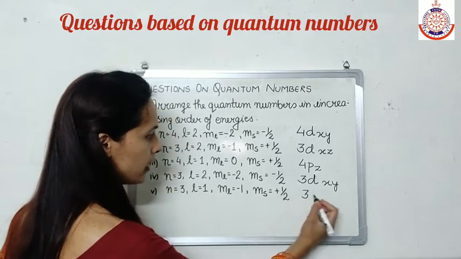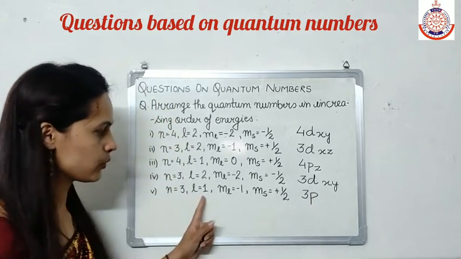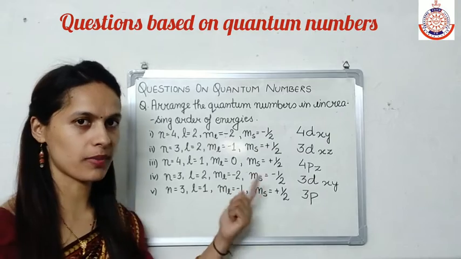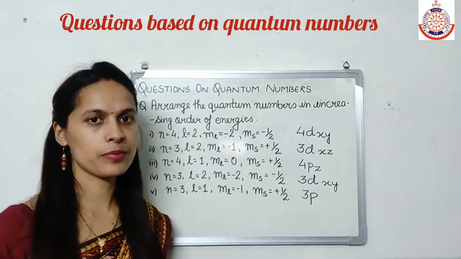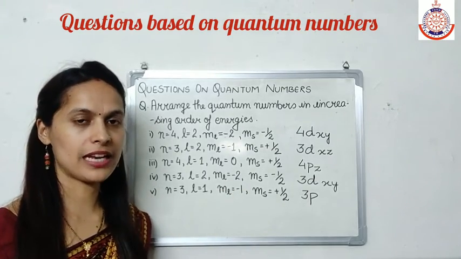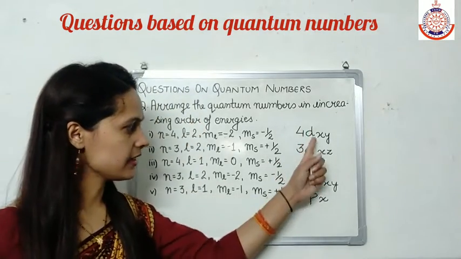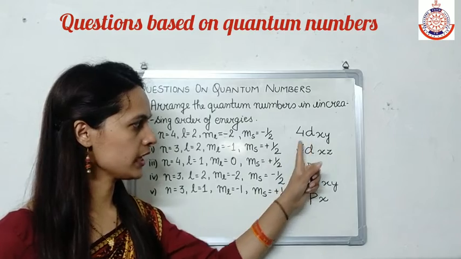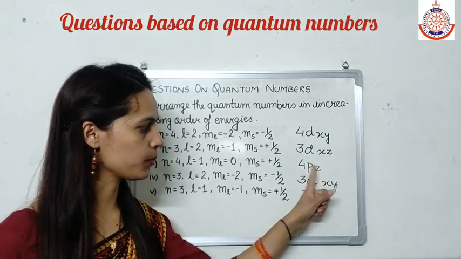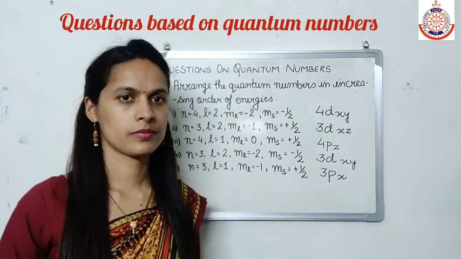L equals 1, so it is p, and ml equals minus 1. Now out of px and py, anyone has value minus 1, so I'll write here px. So these are the names of the orbitals: 4d, 3dxz, 4pz, 3dxy.